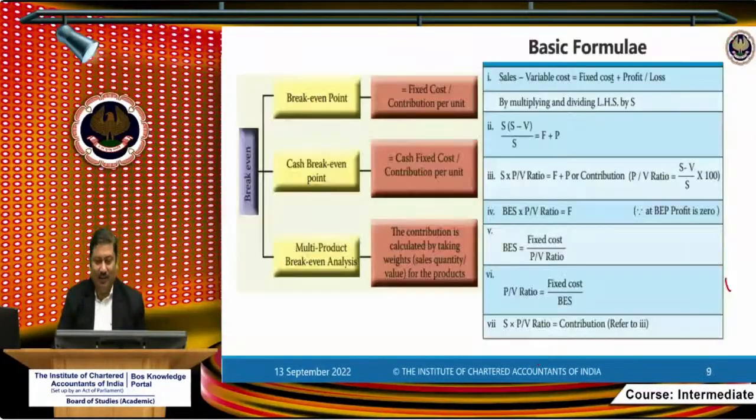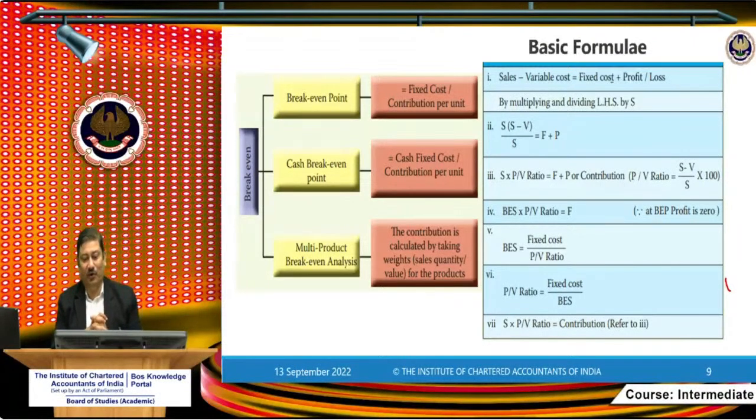Now carrying on, these are the basic formulas. Once you have understood the logic, maybe you can scribble the formula. Sales minus variable cost is equal to contribution, which is equal to fixed cost plus profit or loss. Another very important part is that break even point can be calculated in rupees and also in units. Please keep that in mind always.